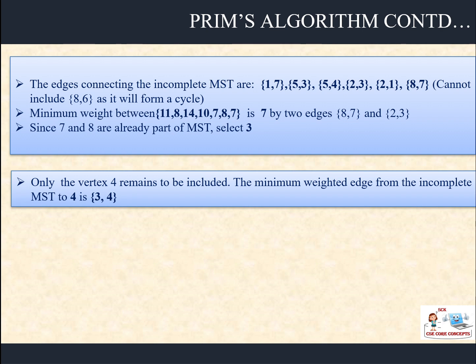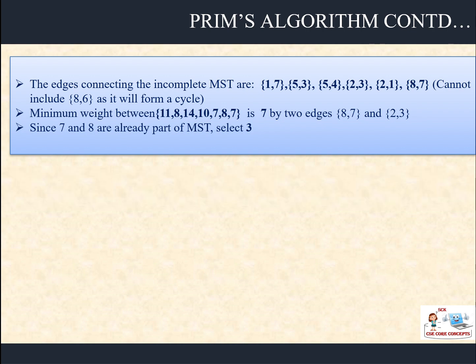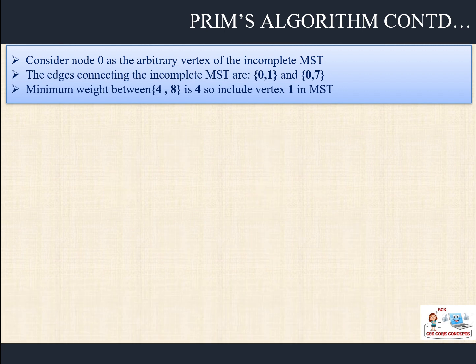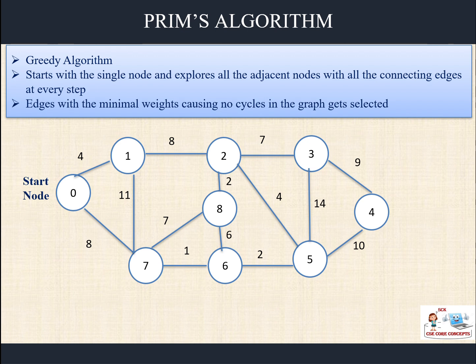And finally only the vertex 4 remains to be included, and the minimum weight from 4, because 4 has only that neighbor which is remaining. Okay, 3 has only that neighbor which was remaining. Let's go. 3 has neighbor 5 which has already been included. 3 has neighbor 2 which has already been included. So only 4 is remaining.